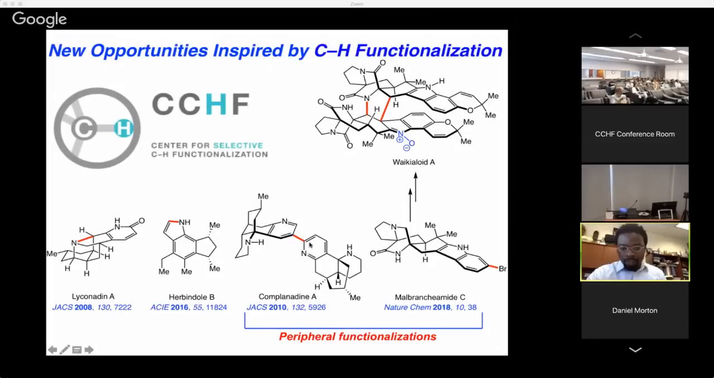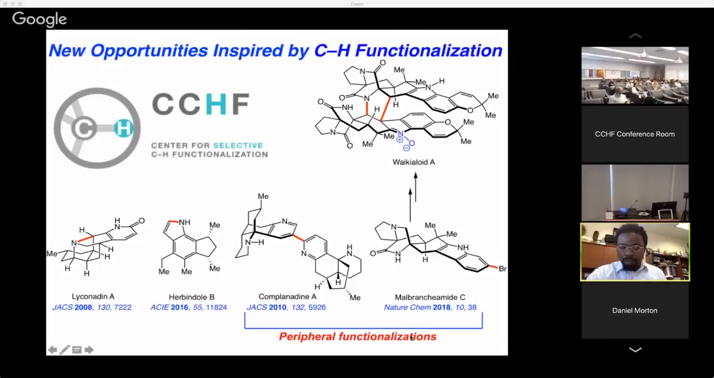Alternatively, for this molecule, Mycobranchiamide C, we thought about a peripheral functionalization selectively at the C6 position of the indole that would then set the stage for us to install the chromene that is found in a molecule like Ykloid A and go on to build molecules of that type.